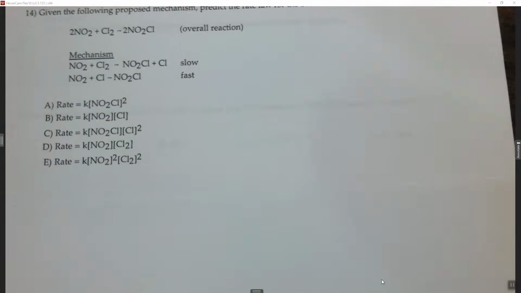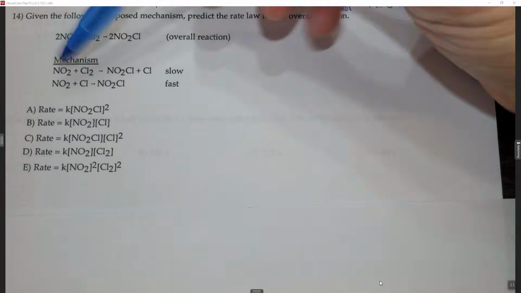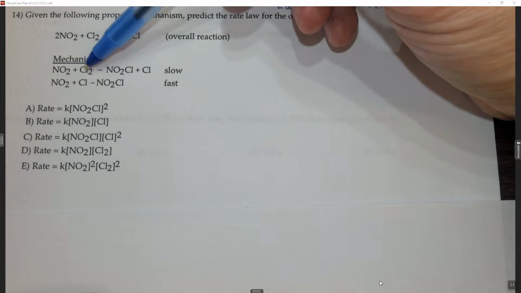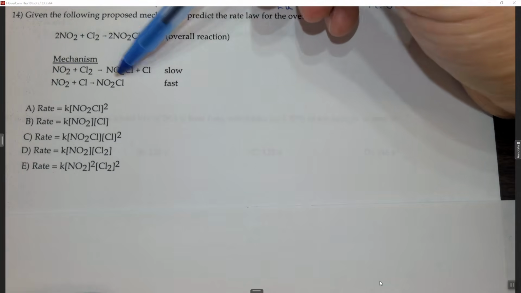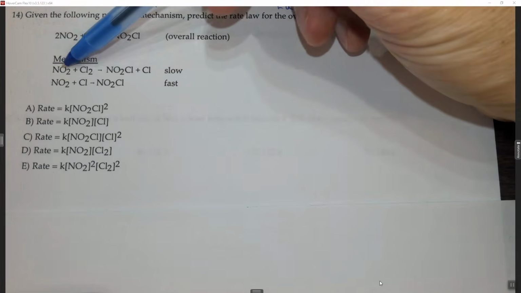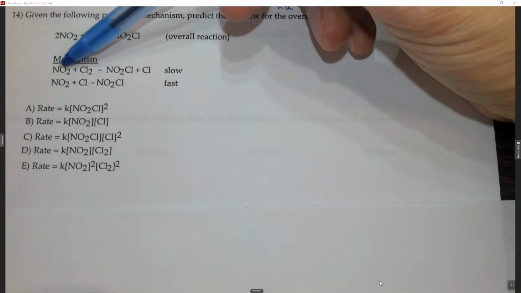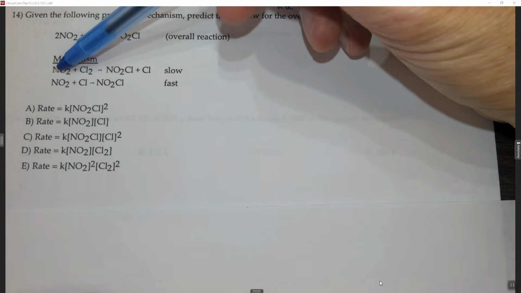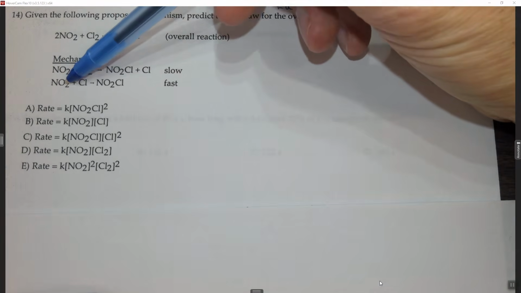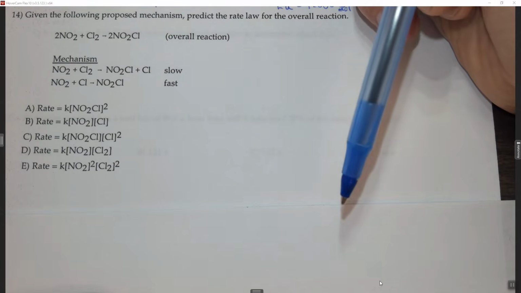It says, given the proposed mechanism, predict the rate law for the overall reaction. So remember that mechanisms are elementary reactions, which means the NO2 is actually bouncing into the Cl2 to form the NaCl and the Cl. So these are actually colliding with each other. Said another way, the stoichiometric coefficients are the reaction orders. It's first order with respect to NO2 and first order with respect to Cl2. In this case, it's first order with respect to NO2 and first order with respect to Cl, because these are, again, elementary reactions in the mechanism.